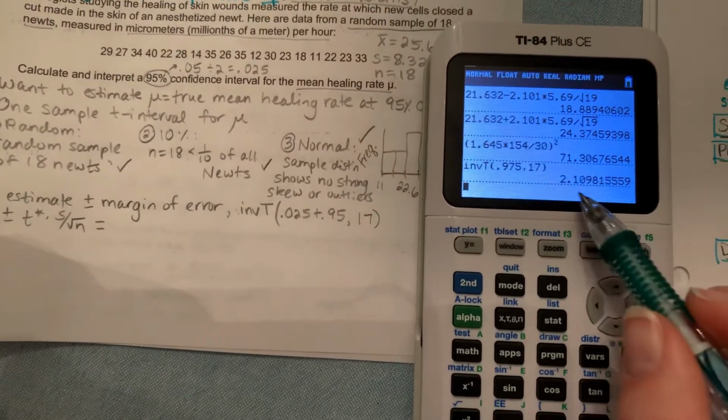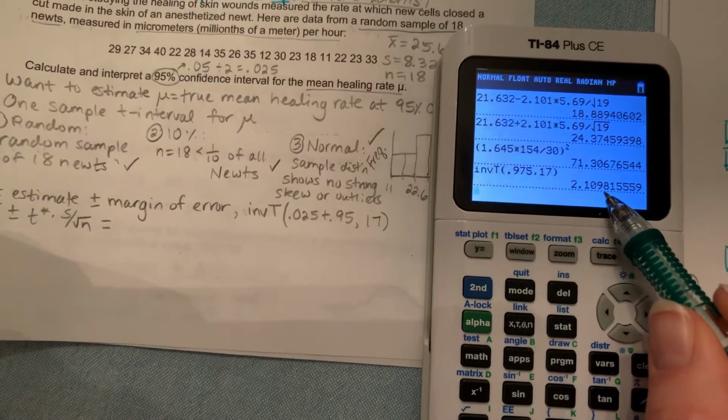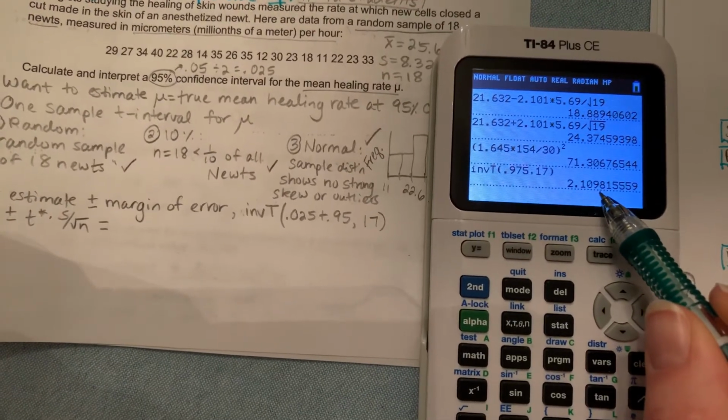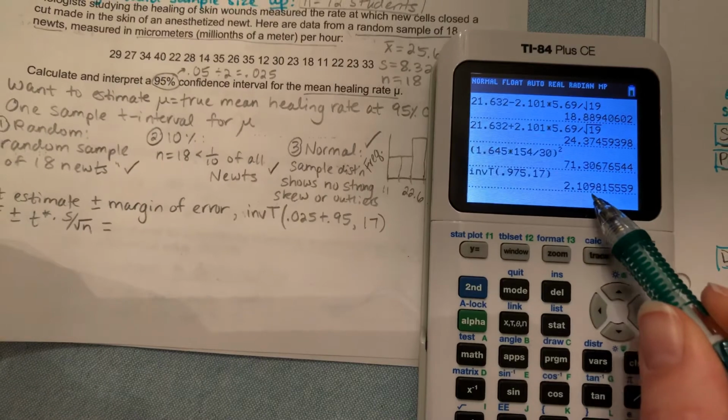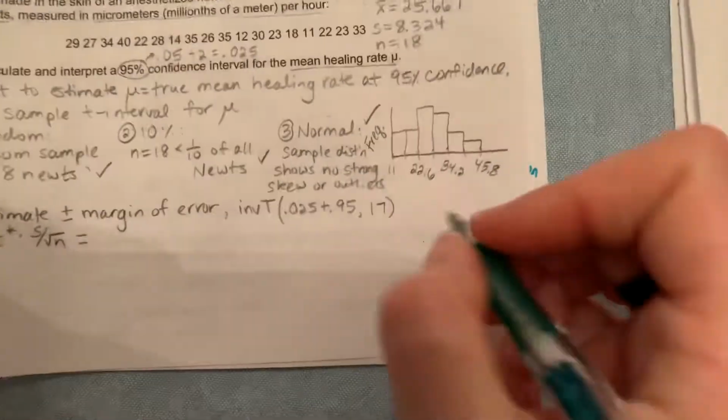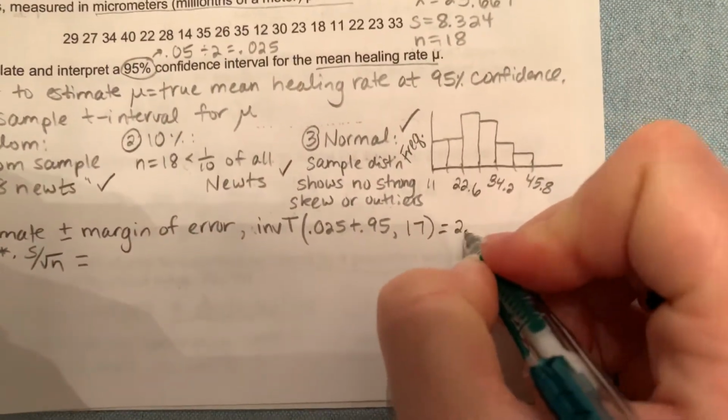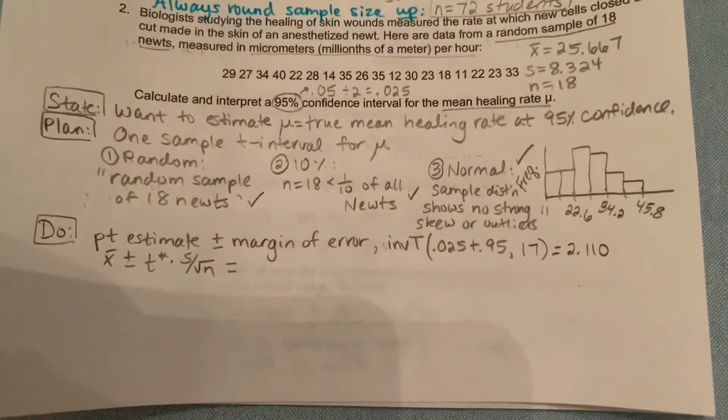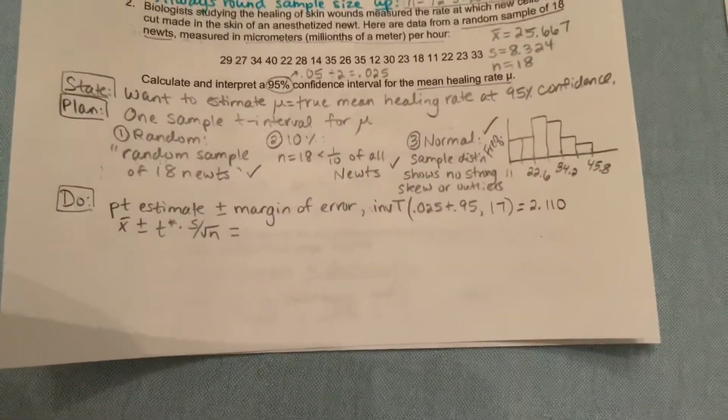All right, and look at that. If I round to 3 decimal places, the 8 is going to round the 9 up to 10, so it'll be 2.110, which is exactly what the table just told me. So really either way is fine, whatever you prefer. Just write whether you're using the inverse t function or table A3.